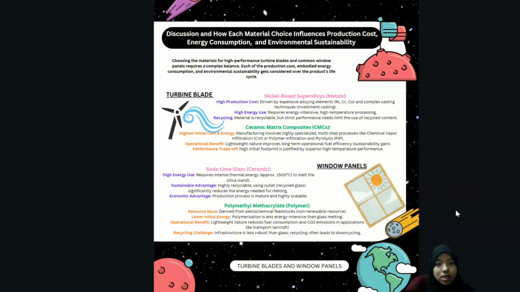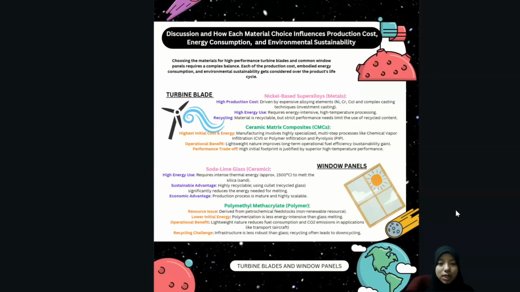On the other hand, ceramic matrix composites or CMCs have the highest initial cost and energy footprint due to advanced manufacturing processes such as CVI and PIP. That said, their strong covalent bonding, lightweight nature, and ability to operate at higher temperature significantly improve engine efficiency. So, although the initial environmental impact is high, this is often justified by long-term fuel savings and improved sustainability during operation.